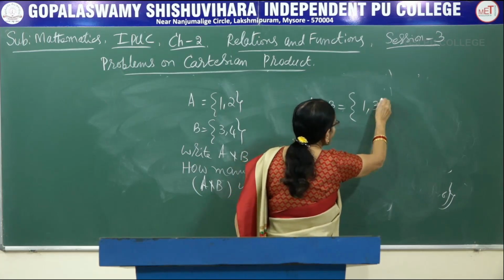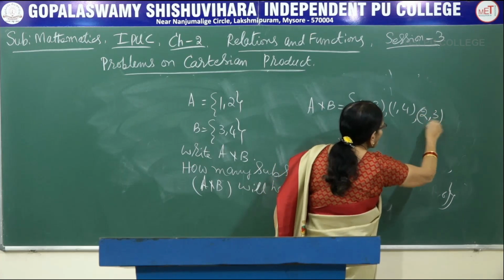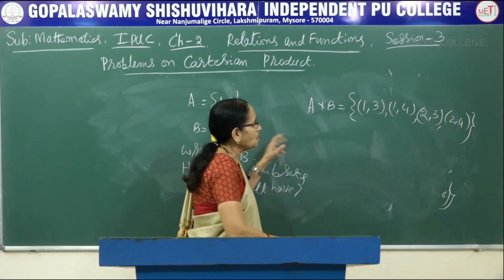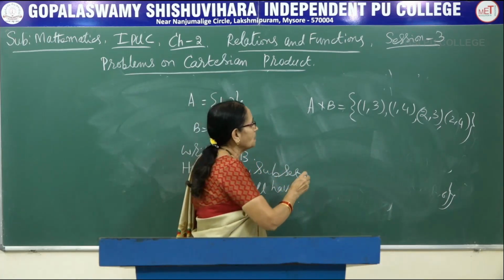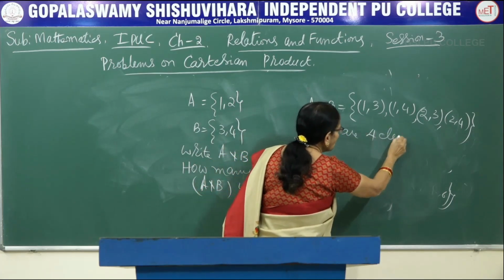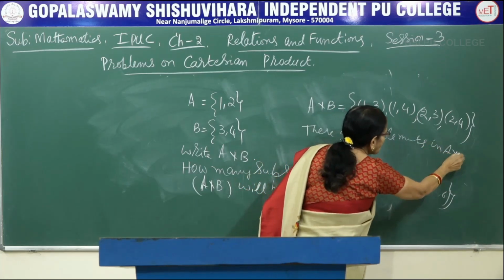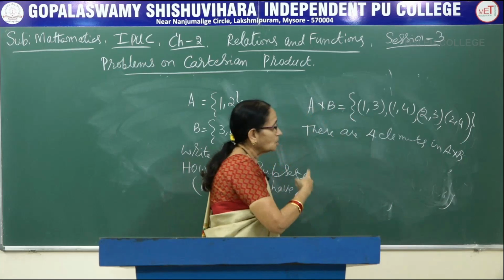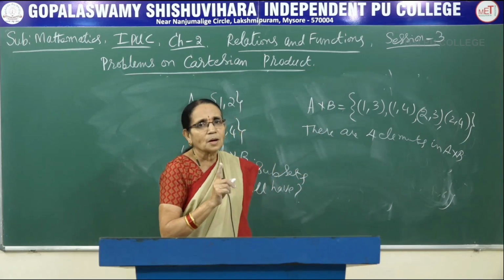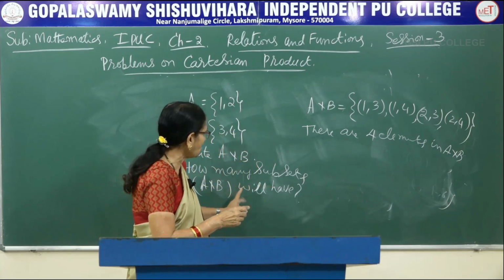So this is 1 comma 3, 1 comma 4, 2 comma 3 and 2 comma 4, correct? How many elements are there? 2 here and 2 there. So 2 twos are 4. There are 4 elements in A cross B. Now again, we go back to the first chapter, sets. To get the number of subsets, that's the question. How many subsets will A cross B have?